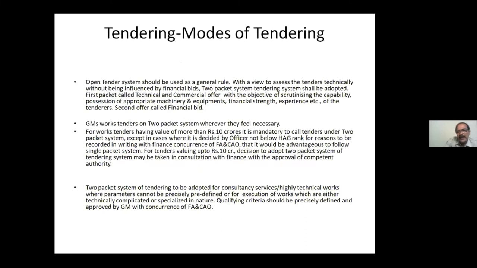There is a two packet system of tendering. You can get a question, what is two packet system of tendering? Two packet system of tendering is nothing but the tender is called in two stages. First packet is called technical packet, second one is called financial bid.